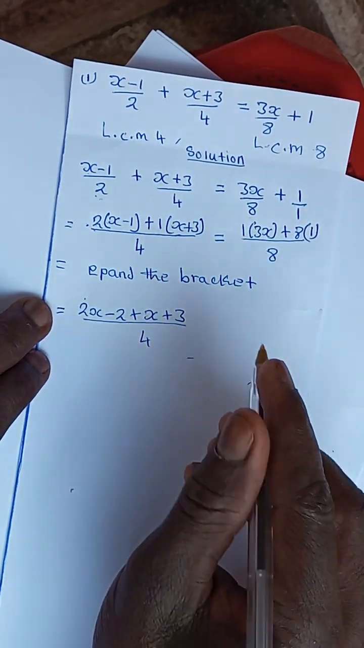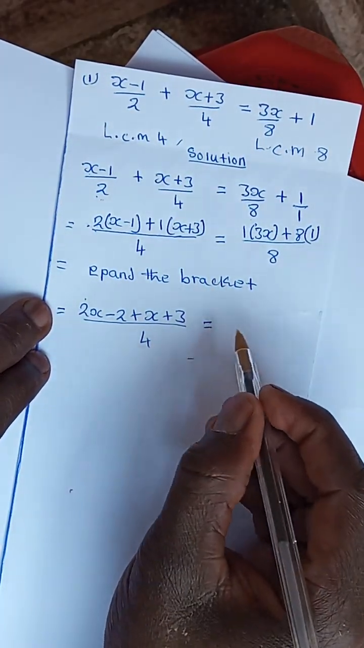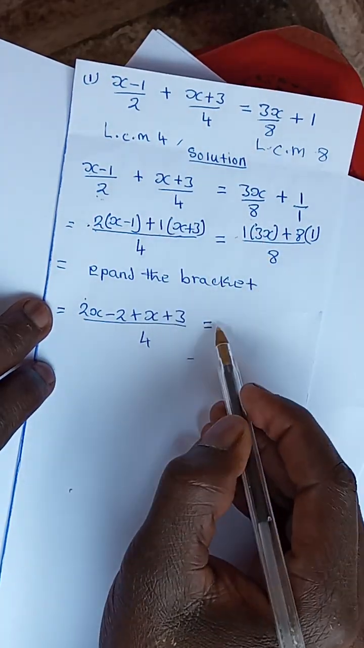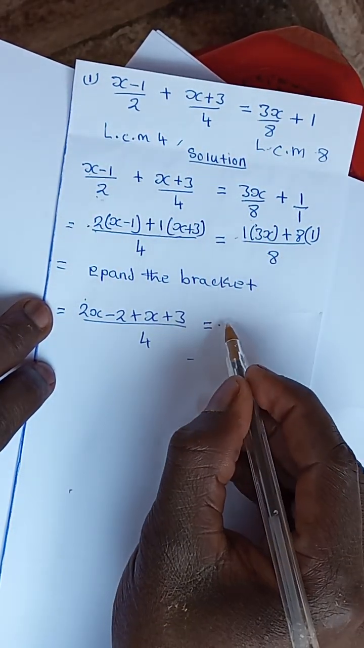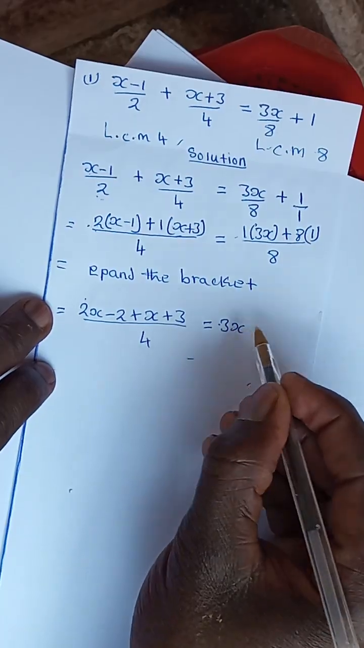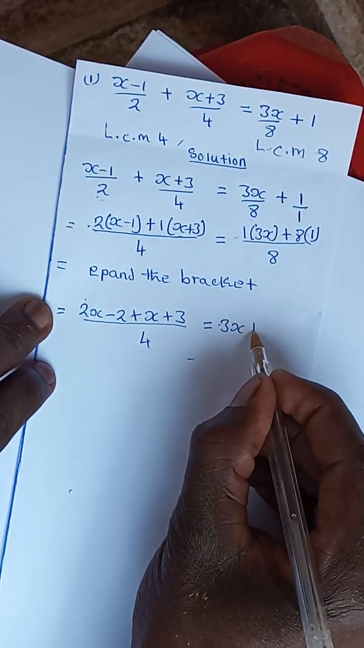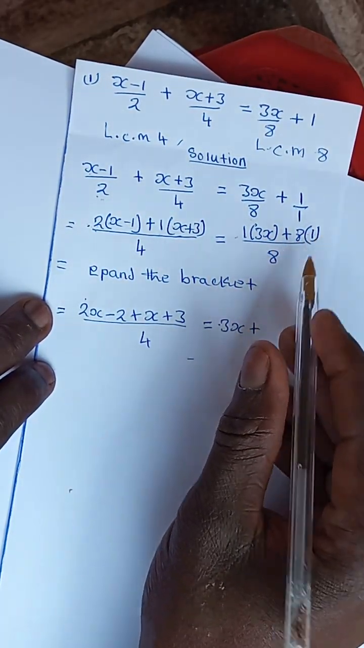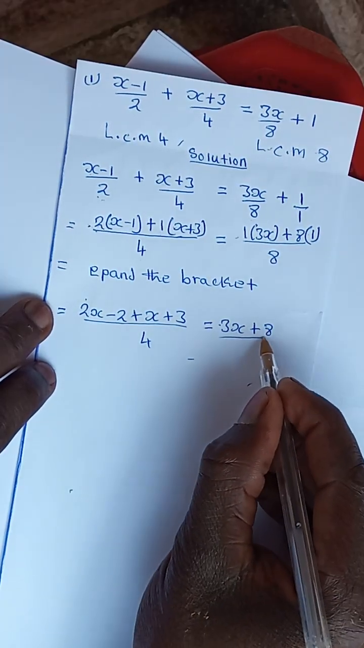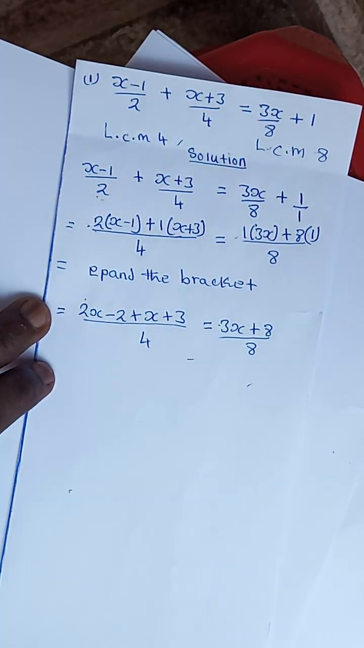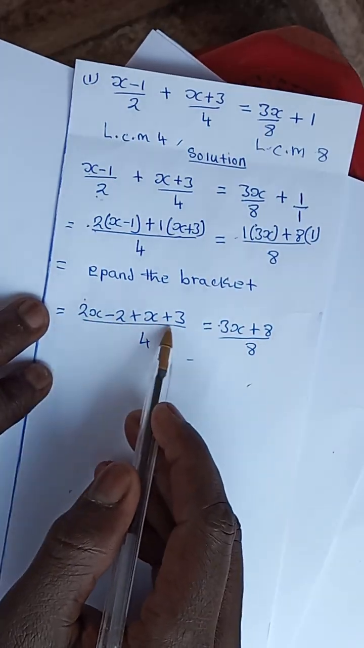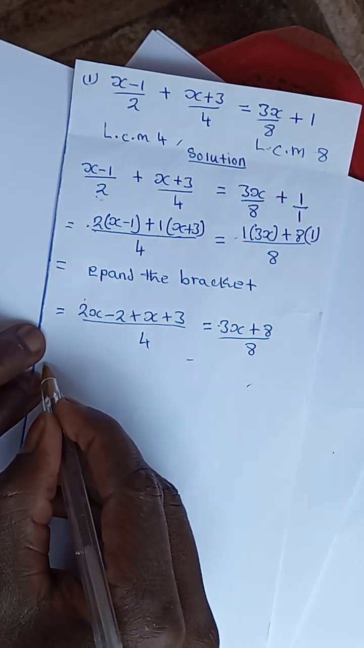Equals to sign. Plus times plus is plus. 1 times 3x is 3x. Plus times plus is plus. 8 times 1 is 8. All divided by 8.